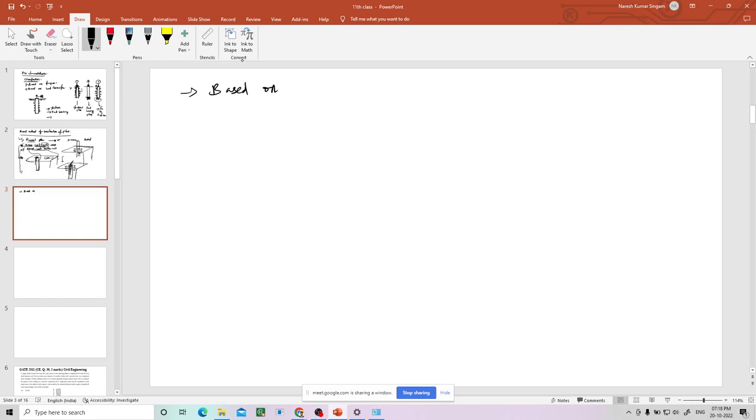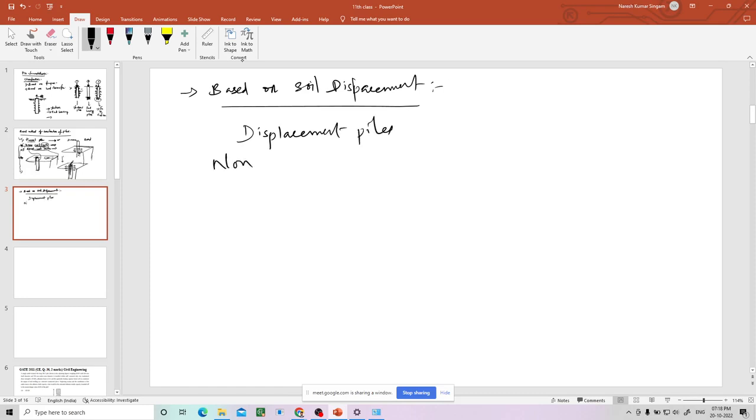based on soil displacement. It is nothing but displacement piles and non-displacement piles. That's it. Displacement pile means which displaces the soil. These are driven piles, for example, what we just studied, and these are bored piles. So these are all the things about the classification of the piles.